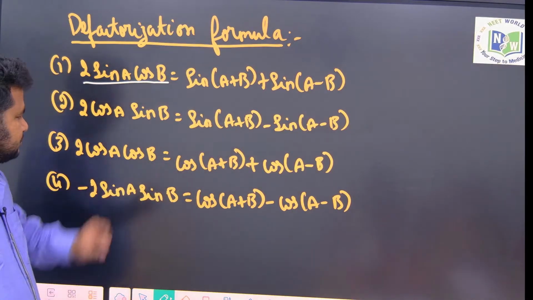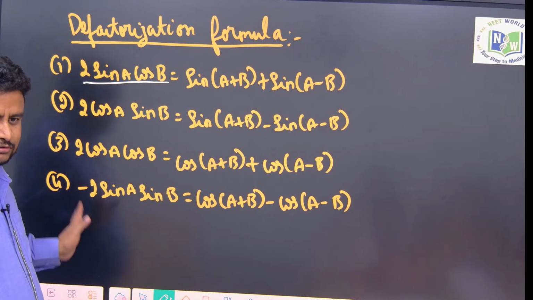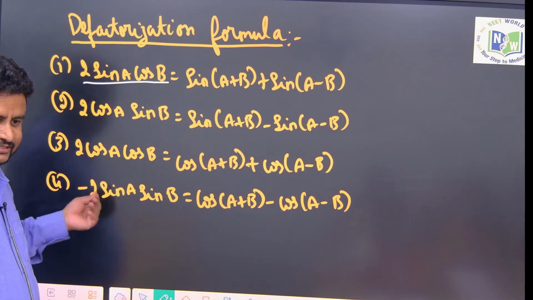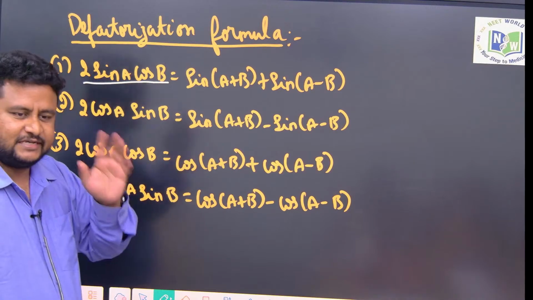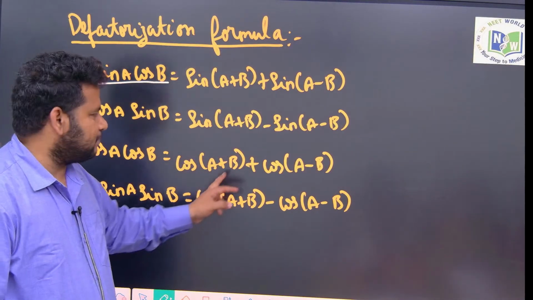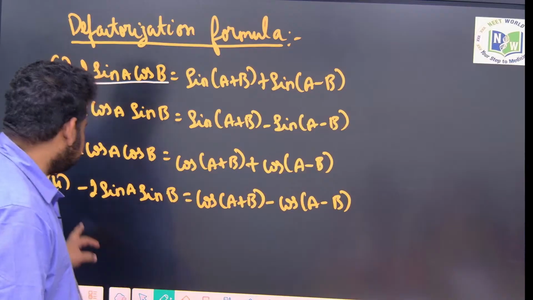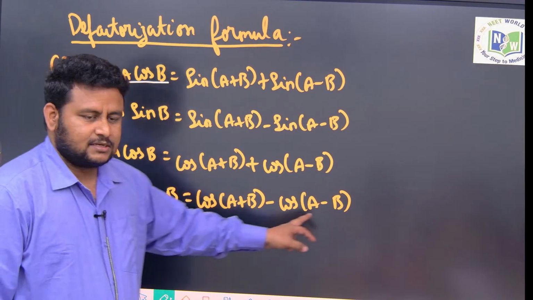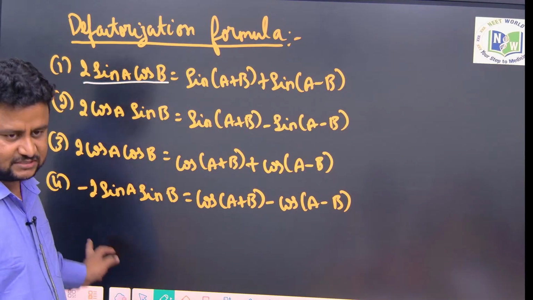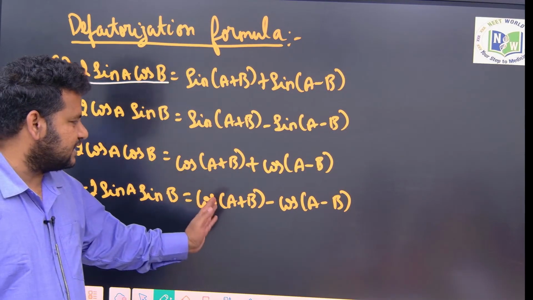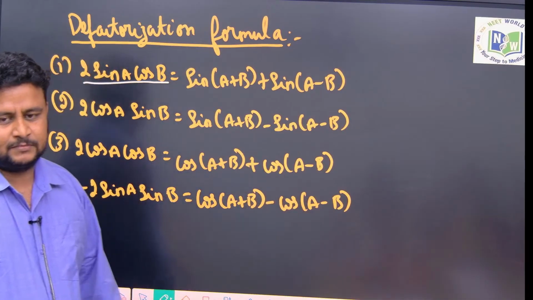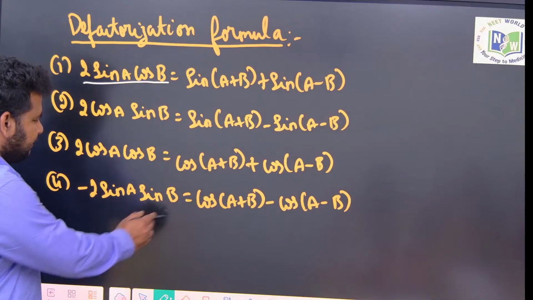Now comes cos. 2 cos A cos B, 2 sin A sin B. If both are same, cos and cos are coming, sin and sin are coming, it should flash to your mind, it is cos. So 2 cos A cos B is cos of A plus B plus cos of A minus B. Minus 2 sin A sin B comes means cos of A plus B minus cos of A minus B. Otherwise you can send minus that side and it will become cos of A minus B minus cos of A plus B. Okay, clear? This is called defactorization formula.